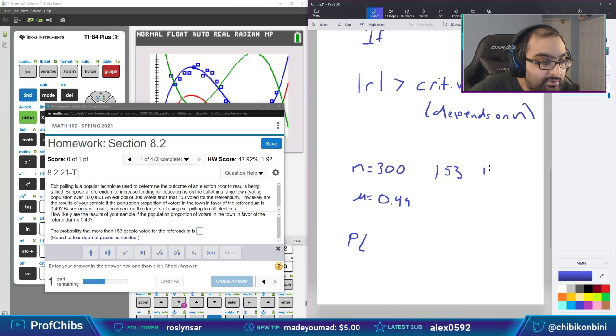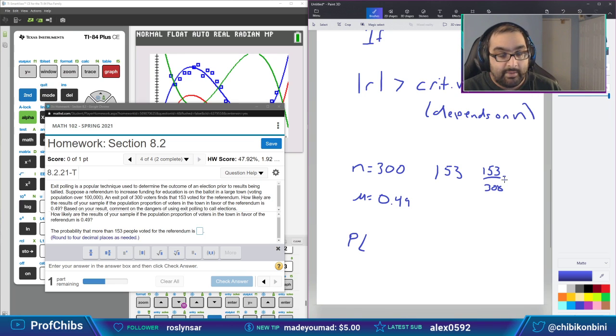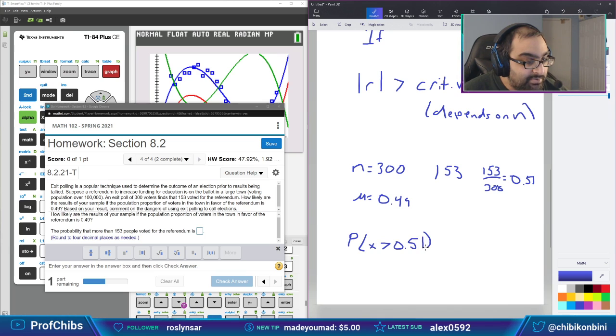Now, where are we going to use this 153? We're going to first figure out what the proportion of 153 over 300 is going to be as a decimal, because we're going to be dealing with percentages throughout this problem. So if I do that here, this is going to equal 51% or 0.51. So in reality, this question is asking, we want it to be above 0.51. So we're going to use normal CDF here.